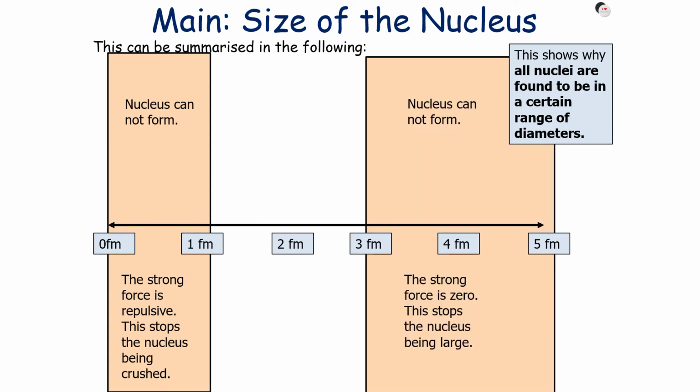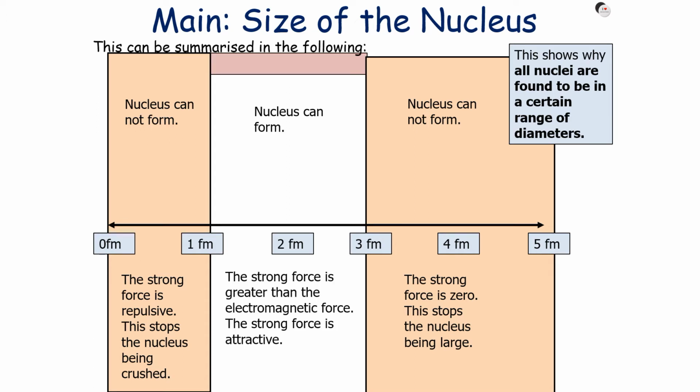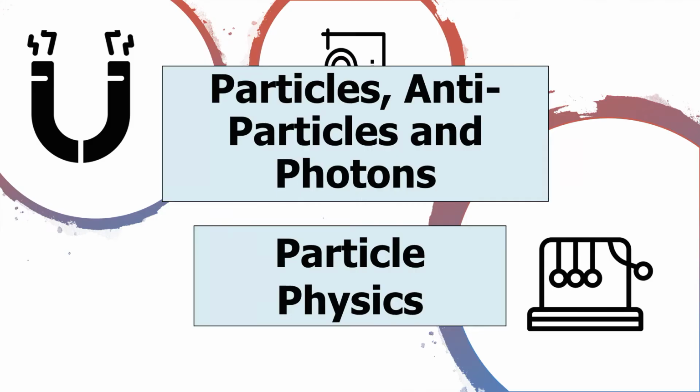At distances greater than 3 femtometers, nuclei can't form because the strong interaction is 0, so it stops the nucleus being too large, whilst in between here the nucleus can form because the strong interaction is greater than the electromagnetic interaction, so we've got our attractive strong interaction holding our nucleus together. So let's now have a look at particles, antiparticles and photons.